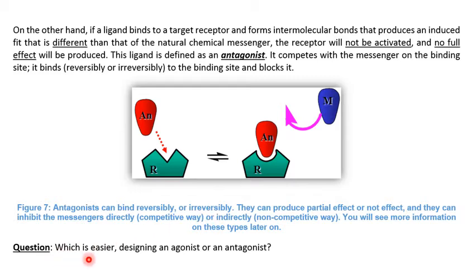Based on that explanation before, I'd assume you would figure out which is easier to design, an agonist or an antagonist. And based on your answer, look at the drugs at your pharmacy and see what are the most common kinds of drugs. Do you see most of them as inhibitors, blocking agents, and antagonists, or do you see most of them as agonists?